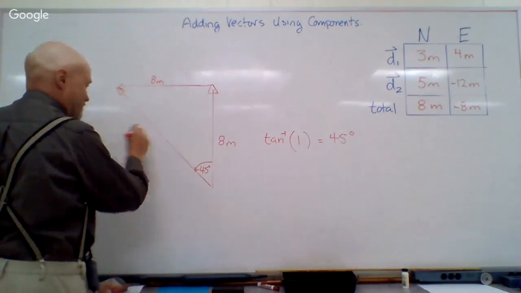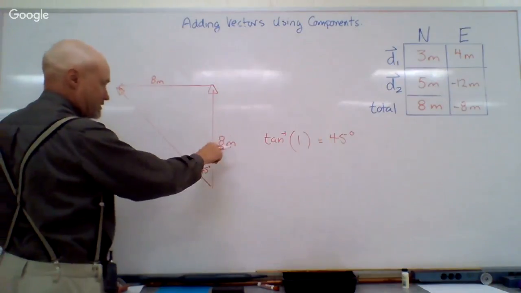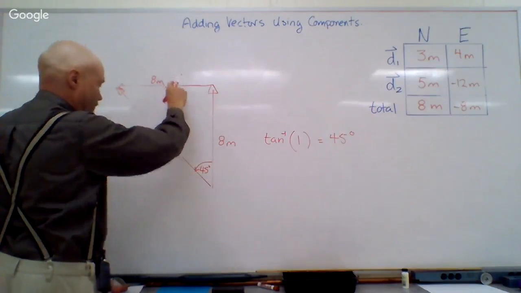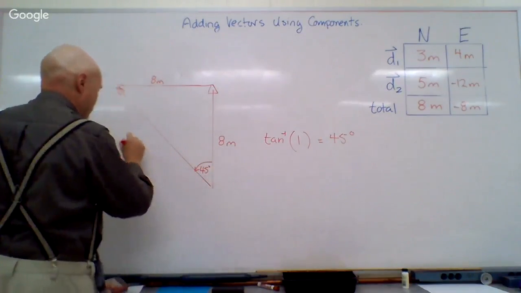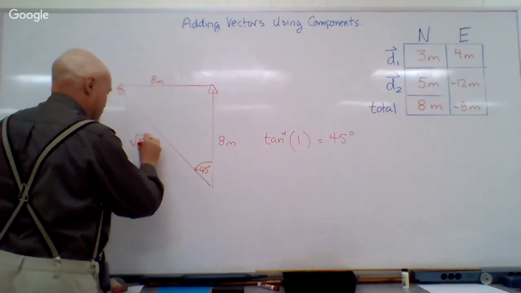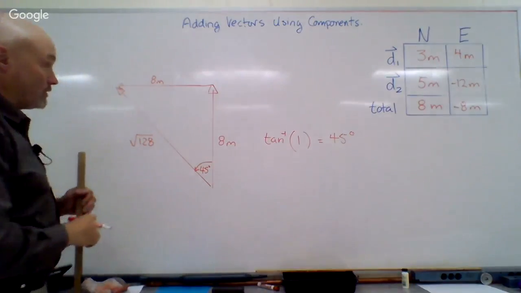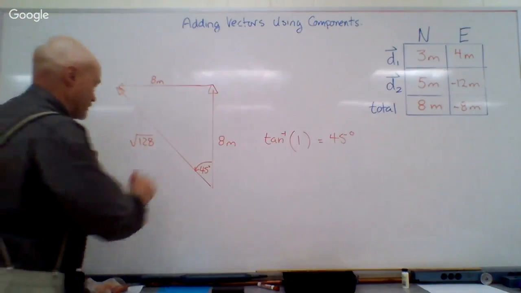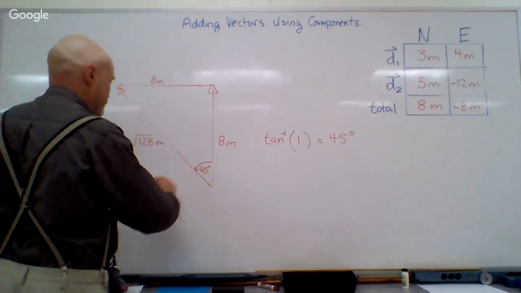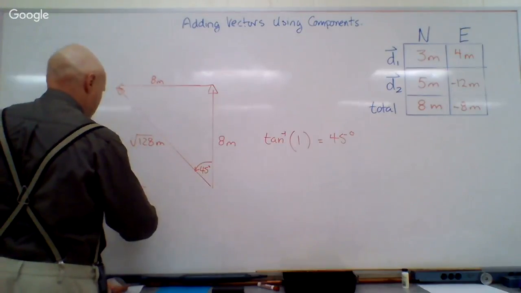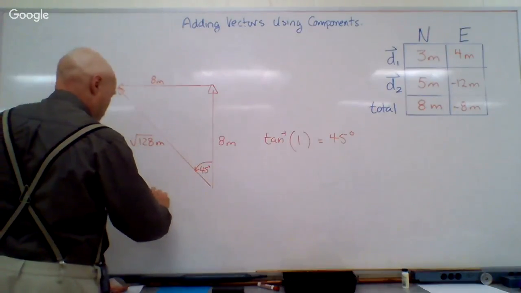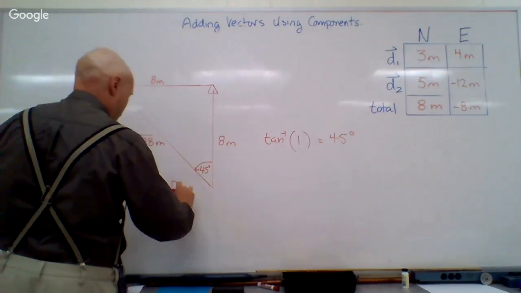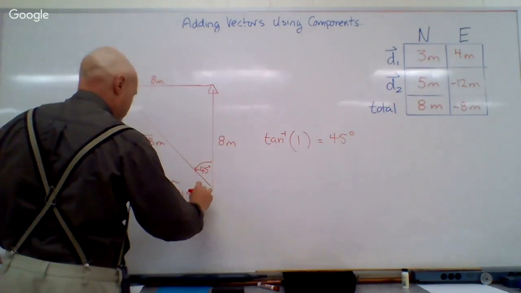And the actual length, I don't know what it is. It's 64 plus 64, 128. It's the square root of 128, which is some decimal. So altogether, this trip is the square root of 128 meters. And this is face north and turn 45 degrees to the west.